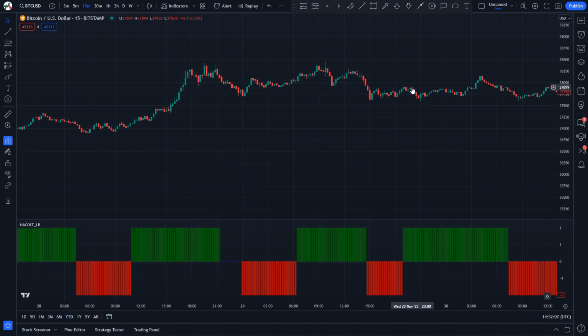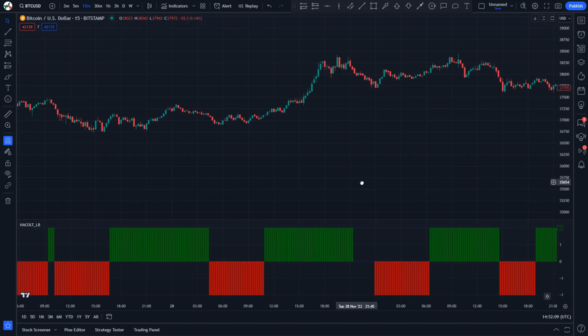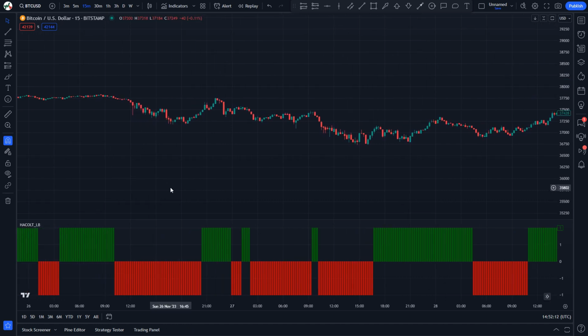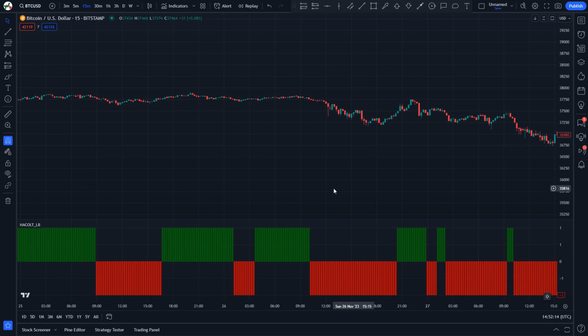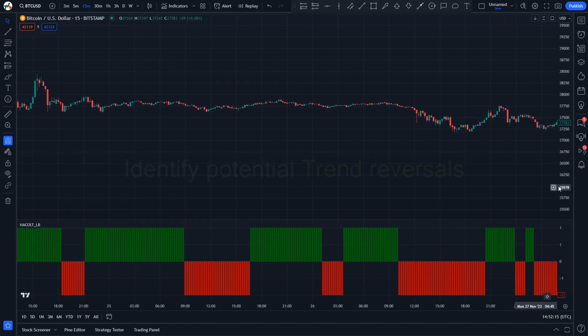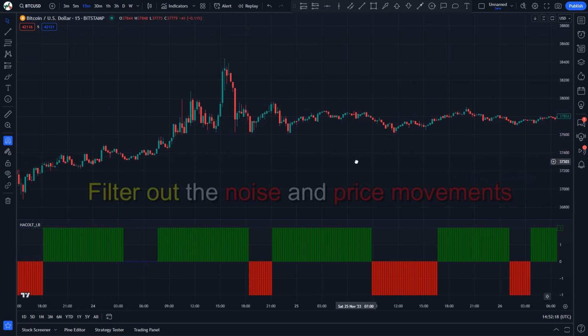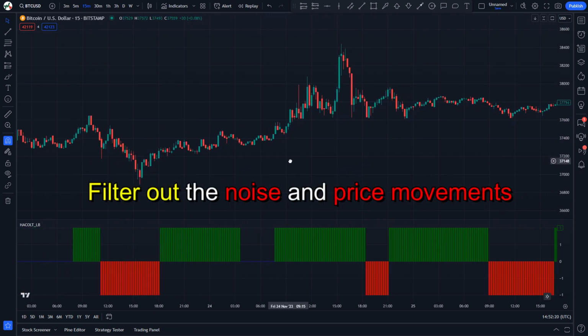This TradingView indicator is based on the Heiken Ashi candlesticks and incorporates several other technical analysis techniques, including triple exponential moving average. This indicator aims to identify potential trend reversals and filter out the noise in price movements.